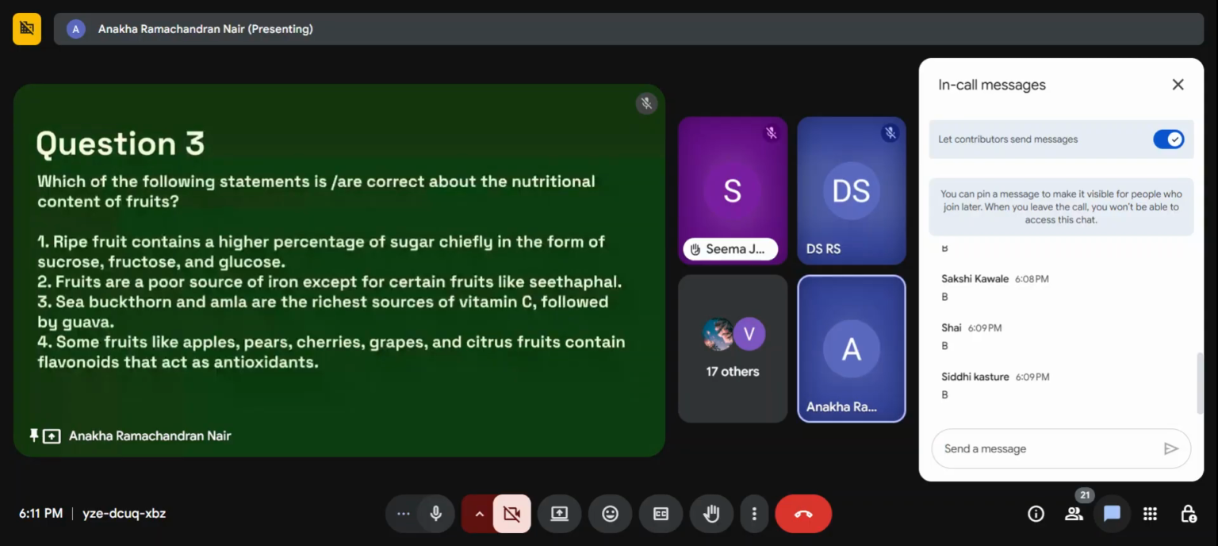Question number three is which of the following statements are correct about the nutritional content of fruits? There are four options. Option one: ripe fruit contain a higher percentage of sugar, chiefly in the form of sucrose, fructose, and glucose. Option two is fruits are a poor source of iron except for certain fruits like sitafal. Option three is sea buckthorn and amla are the richest source of vitamin C, followed by guava. And option four is some fruits like apples, pears, cherries, grapes, and citrus fruit contain flavonoids that act as antioxidants. So again, there can be multiple correct answers or a single correct answer. So choose wisely.